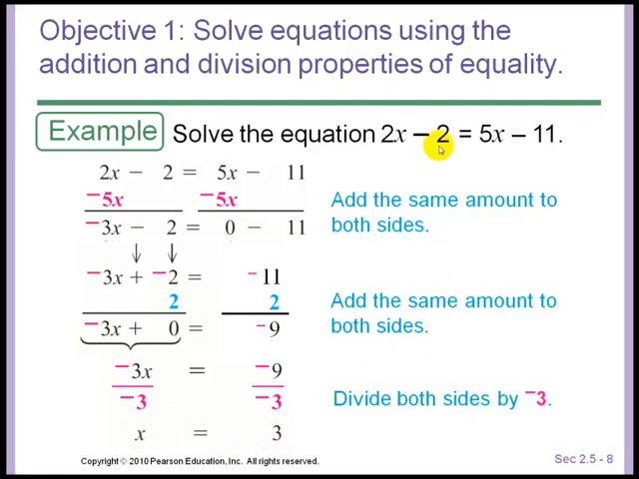If we checked this, we would plug it back into the original. On the left, I'd have 2 times 3, which is 6, and 6 minus 2 is 4. On the right, I'd have 5 times 3, which is 15, and 15 minus 11 is 4. So both of them check out to 4. Hence, our answer of 3 is the correct solution.